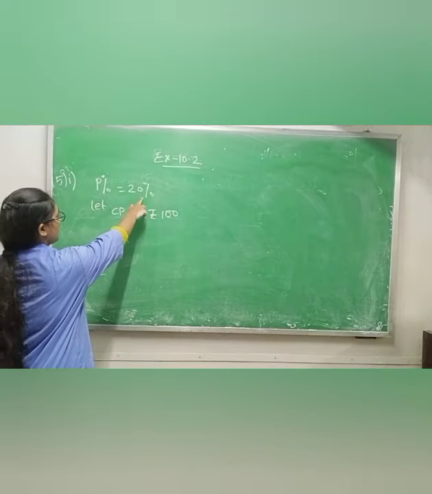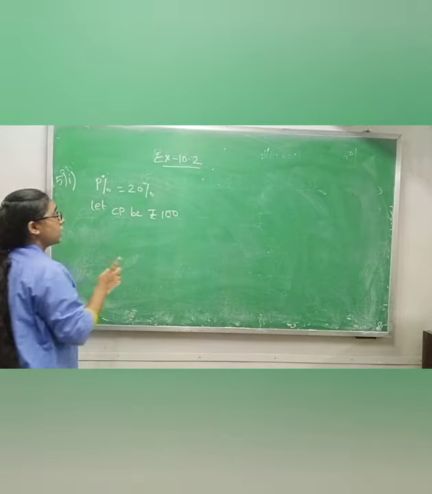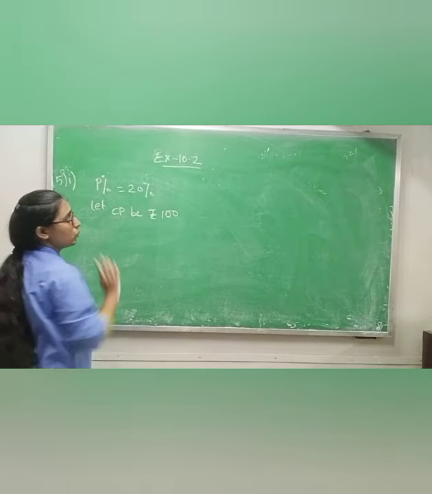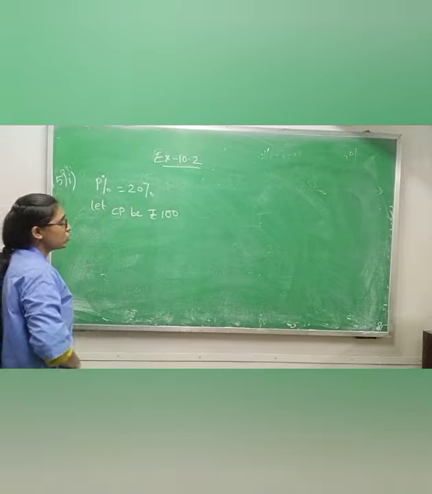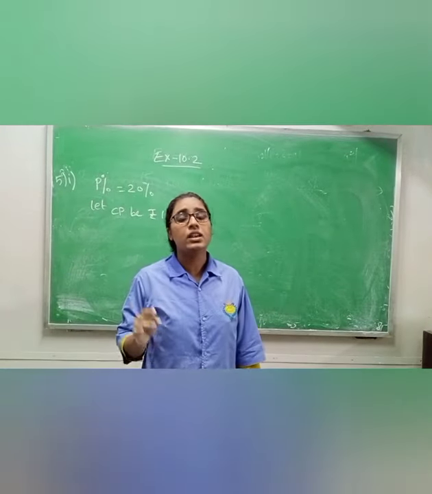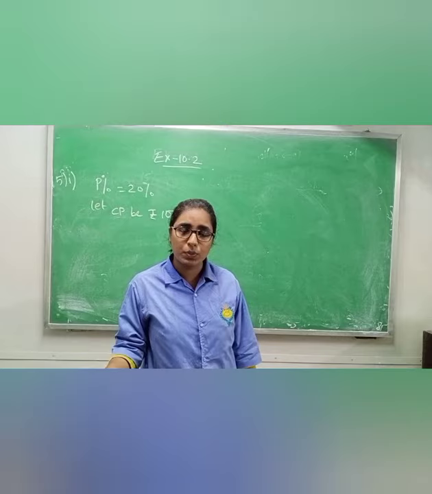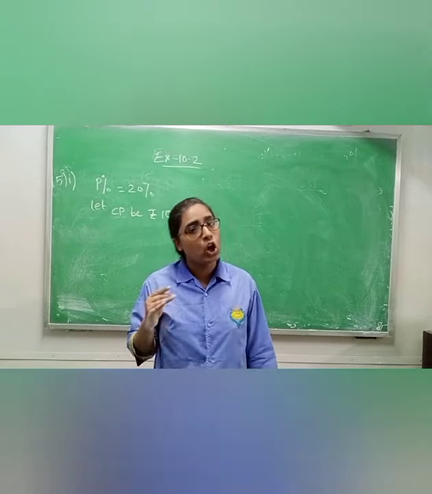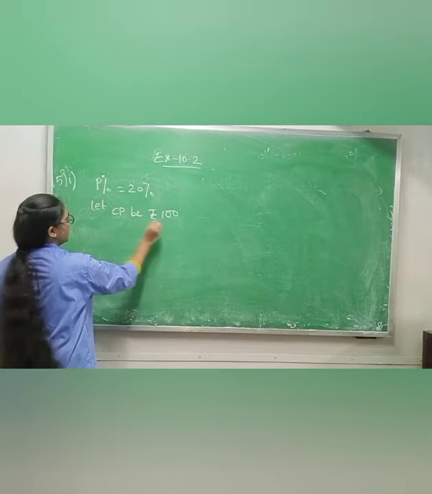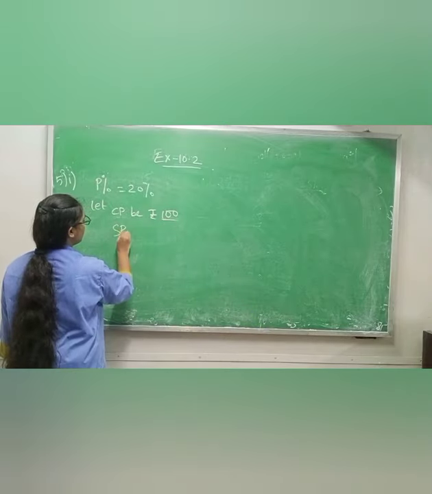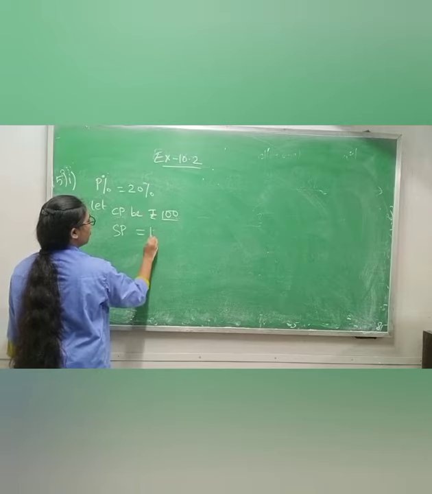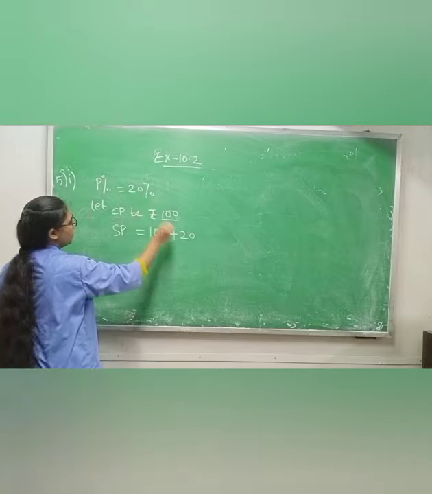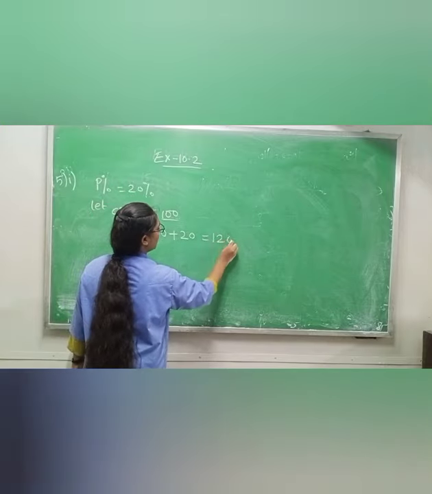So profit percentage is given as 20%, and they are saying that the profit percentage is on cost price. So I am taking, let cost price be rupees 100. Since in this question there is a profit, it means selling price will be greater than cost price. We know that when we profit something, at that time selling price will be more than cost price. So if cost price is 100, selling price will be equal to 100 plus 20, because how much percentage are we profiting? 20%. It means 120.